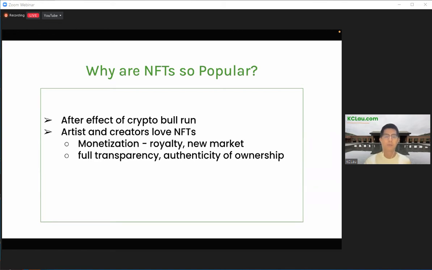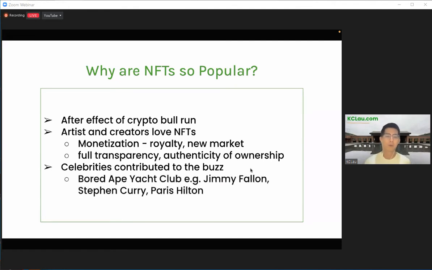So when you make music online and sell a copy of that music, people can own that music. It's just owning the copy. It's not owning the copyright, just owning that copy of the music. Sounds very abstract. And celebrities contributed to the buzz, because they have many followers. So when they do something, people tend to follow too.